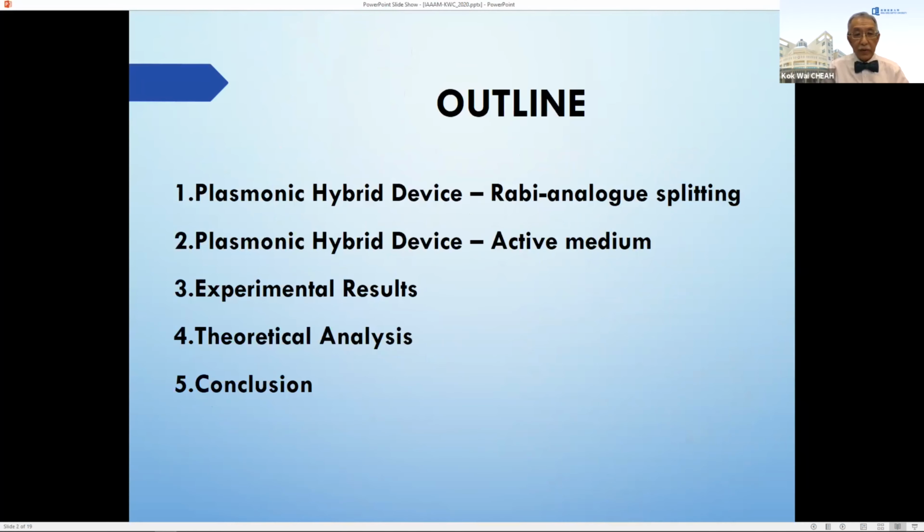My outline, very briefly. We'll talk about the background on the Rabi-analogue splitting, which is the main phenomenon we're going to discuss here, and then we move on to the plasmonic hybrid device with an active medium, and look at the experimental results and the theoretical results, and the conclusion.